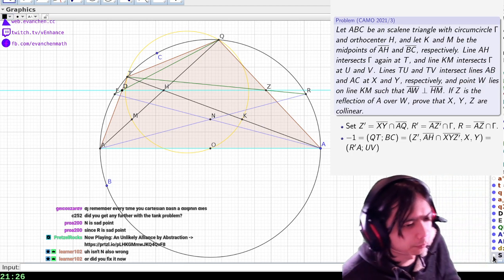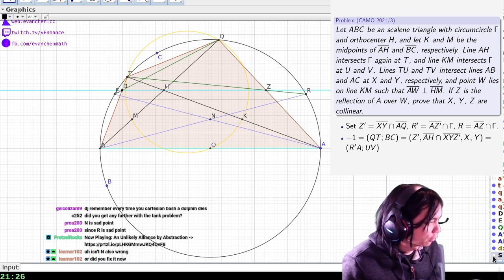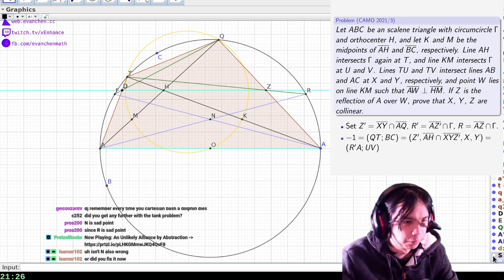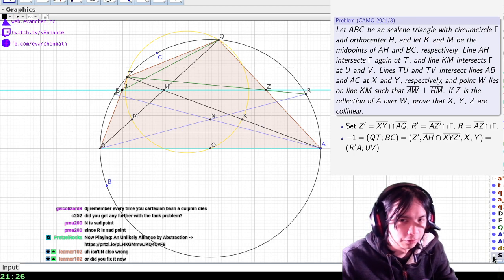Did you get any further with the tank problem? Not really. But I also spent most of today doing USMO stuff, so I didn't get much time to think about it.